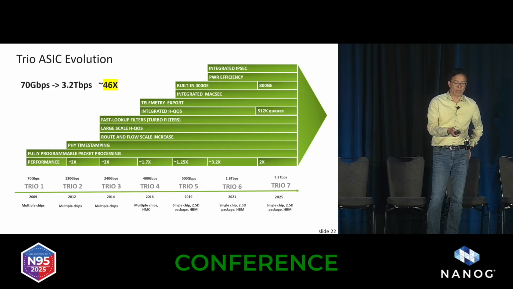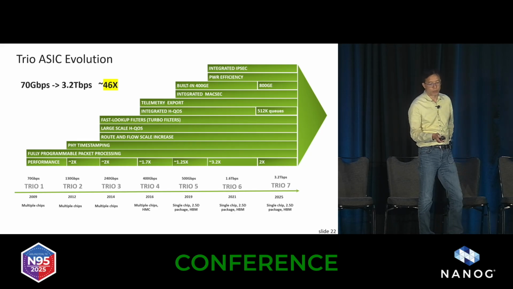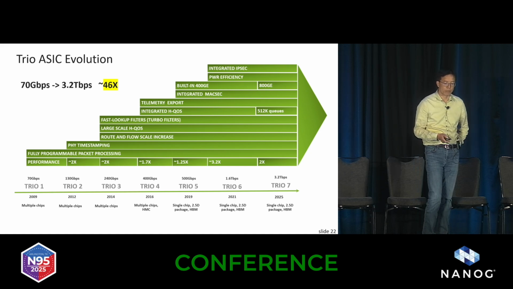Today, we have Trail 7 in the lab, which is 3.2 T and supports 800 gig E. You can see the Q number is really high. We can support 512K Qs, and of course a lot of other features. We support PTP and all those functionalities. So if you compare the Trail ASIC, even the most advanced we are building today is 3.2 T.